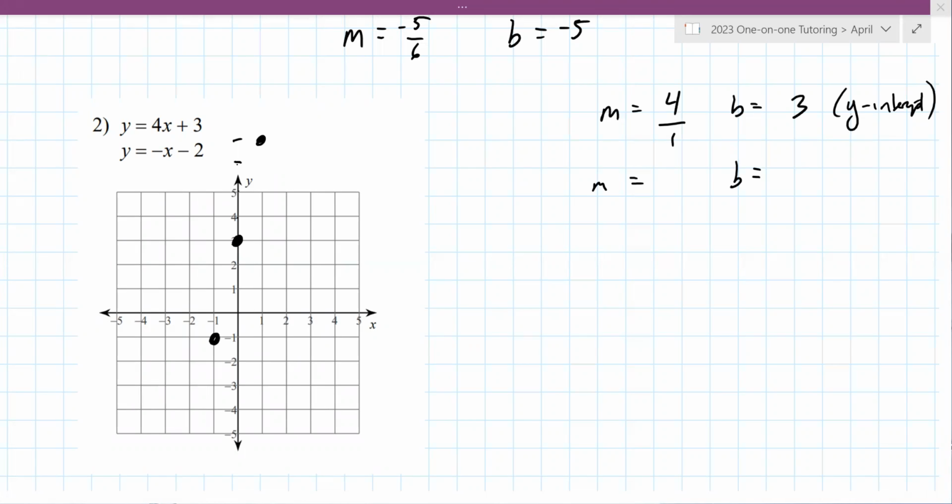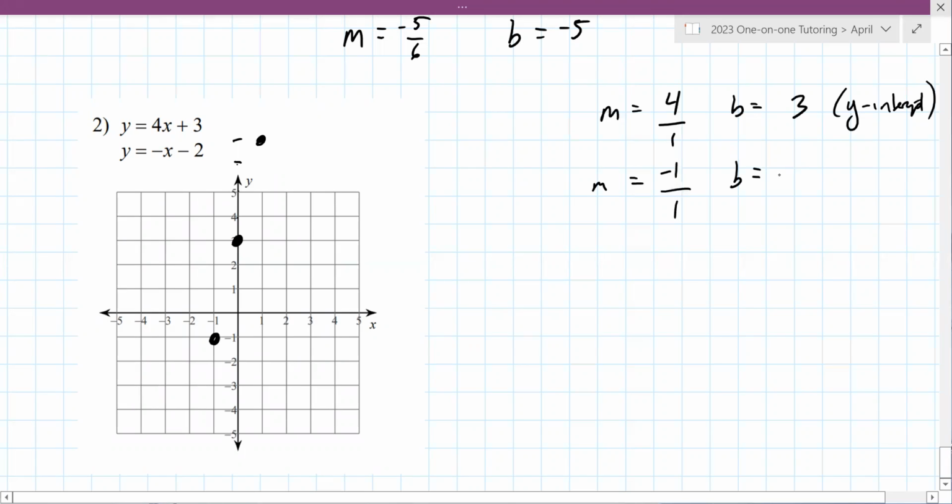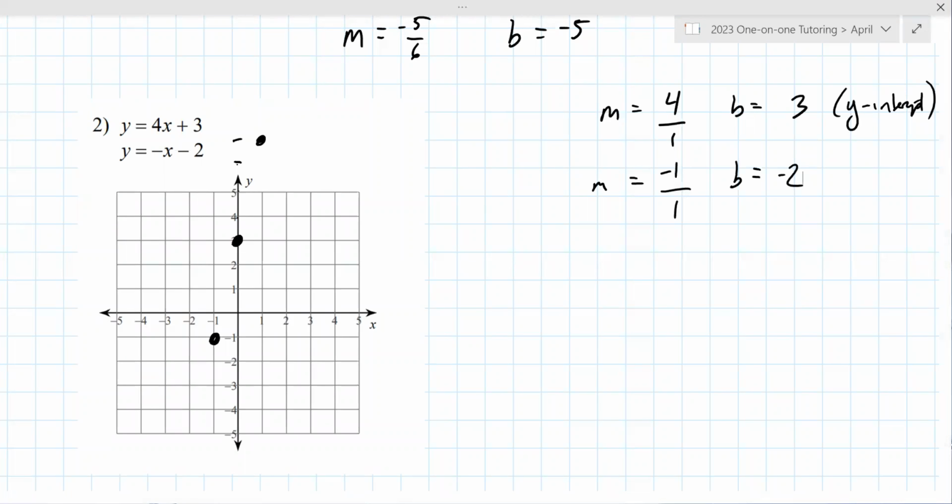So like -1 and the intercept is 2 or negative -2, yeah. Now the slope is better written as a fraction, -1 over 1. And that means down 1, right 1. Down 1, right 1. Yeah.